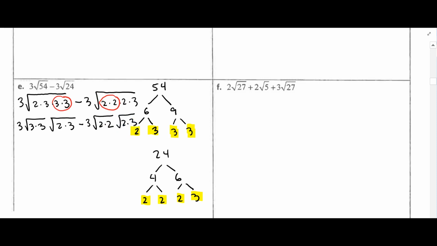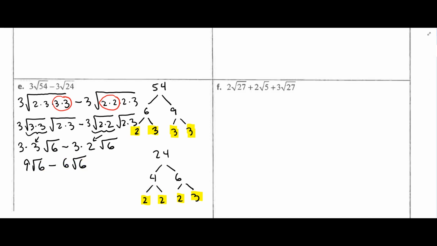So we notice in these two terms I have a 2 and a 3 underneath the radical left over. So this is going to be 3 times 3, that's what this is, 3, times the square root of 6, minus 3 times 2, the square root of 2 times 2 is 2, times the square root of 6 also. So multiply inside and outside, so 3 times 3 is 9. 9 root 6 minus 6 root 6.